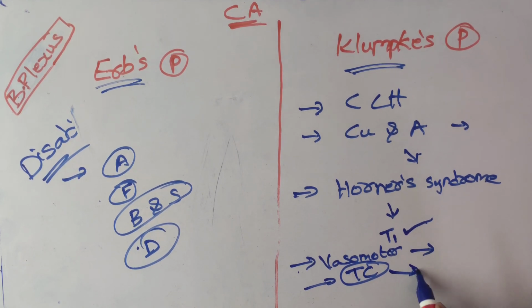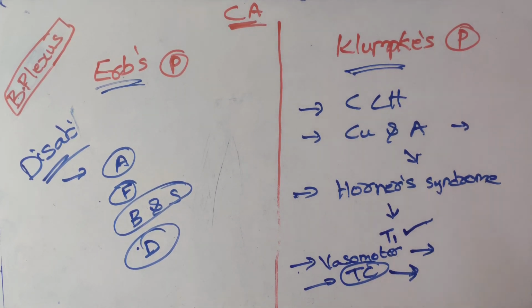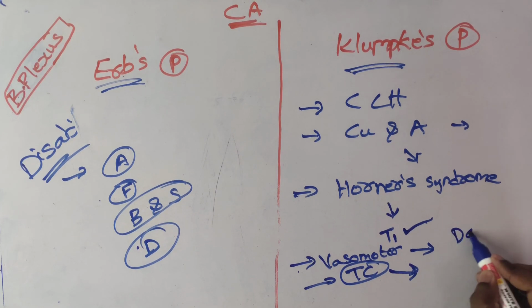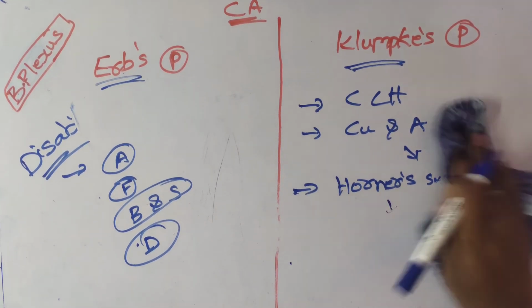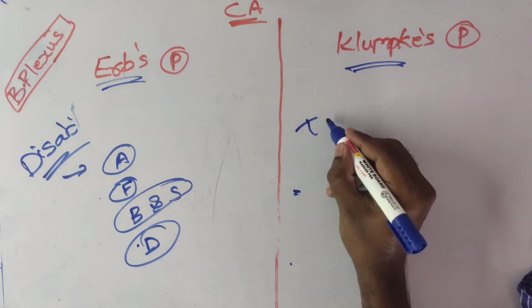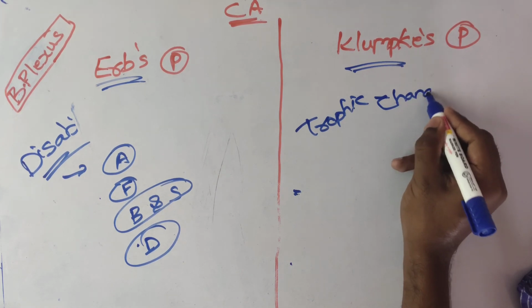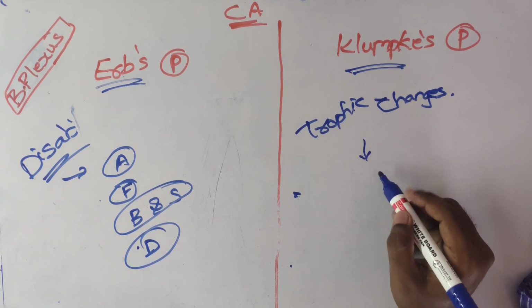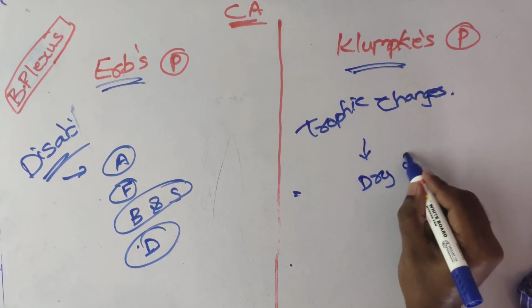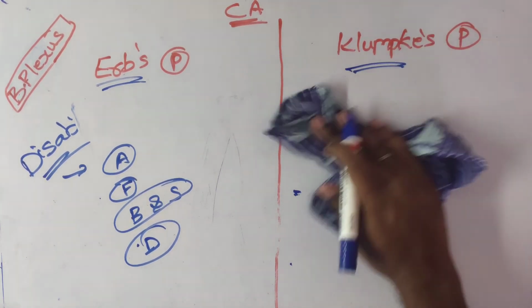Trophic changes means that if the paralysis condition continues for a long time, the skin becomes dry and scaly. This is called trophic changes. This is all about the clinical anatomy of the brachial plexus, that is Erb's paralysis and Klumpke's paralysis.